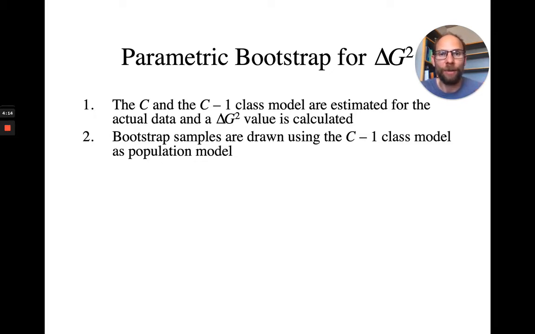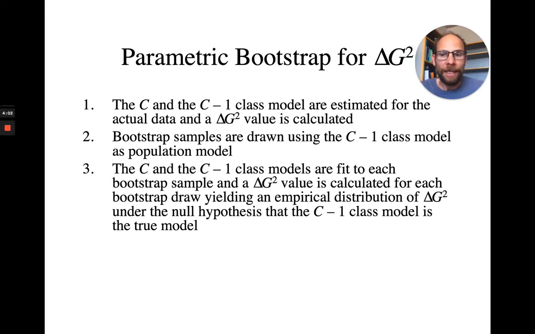And in the parametric bootstrap, we use this 2-class model as a population model, and we draw samples from that population model. Many samples, we call those replications. And then in each of the bootstrap samples, we fit the C-class model and the C-1 class model, and we calculate the chi-square difference value for each bootstrap draw so that we get an empirical distribution of the likelihood ratio difference values under the null hypothesis that our 2-class model is the correct model.